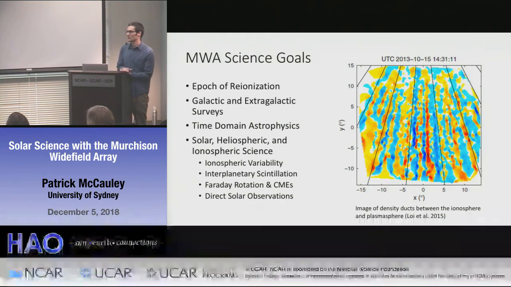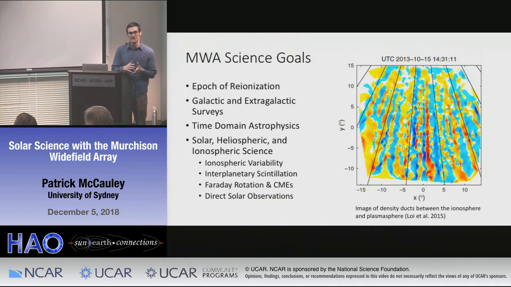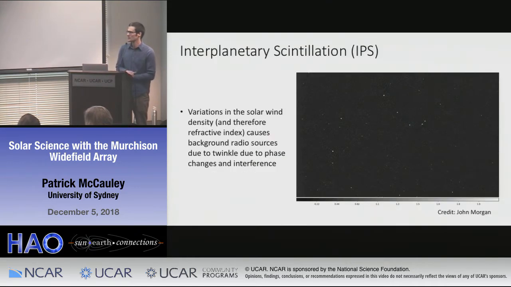Then other people in our SHI collaboration, they're interested in interplanetary scintillation, which I'll say a little bit about in the next couple slides. Also Faraday rotation measurements of CMEs as they propagate through the heliosphere. And then the direct solar observations is mostly what I work on. So I wanted to say just a little bit about the IPS stuff because we have some very recent results that I thought would be of interest to this audience. So interplanetary scintillation is when variations in the solar wind density cause background radio sources to twinkle. So it's very much analogous to why stars twinkle as their light passes through Earth's atmosphere.